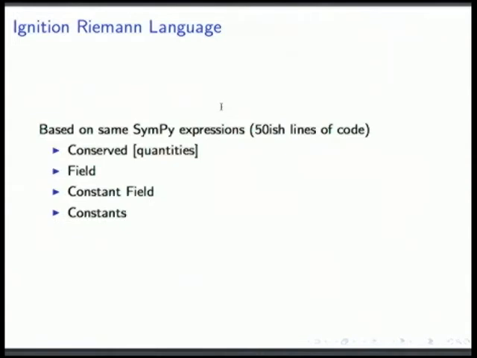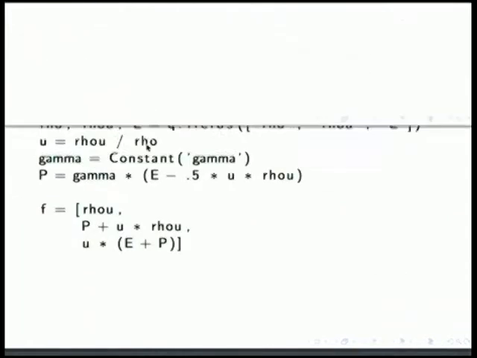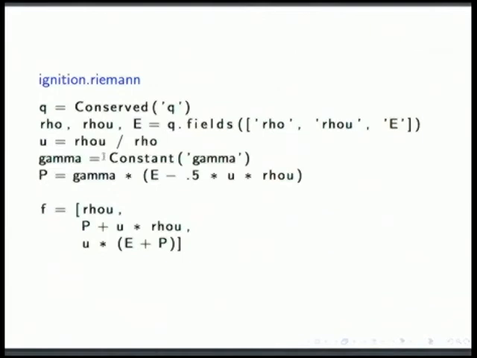And so based on the SymPy expressions, about 50 lines of code, we write, we have conserved quantities, fields, constant fields, and other types of constants, some sort of data that might come in. And I can write a shallow water. Kyle will have to help me if this isn't shallow water.